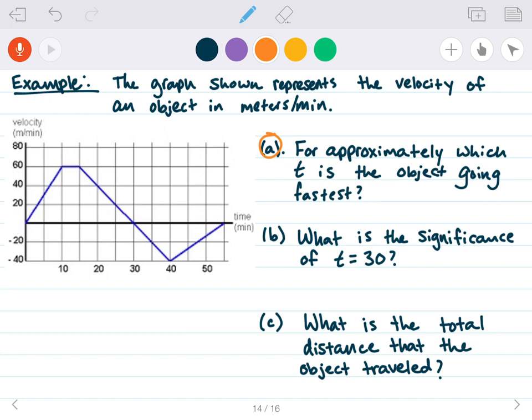Fastest. Remember, negative velocity does not mean it's slowing down. What that means is it's traveling at a speed in the opposite direction. So if I have a car or a ladybug or whatever this is, I can't draw.